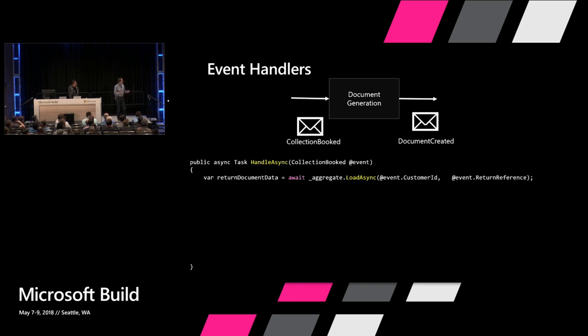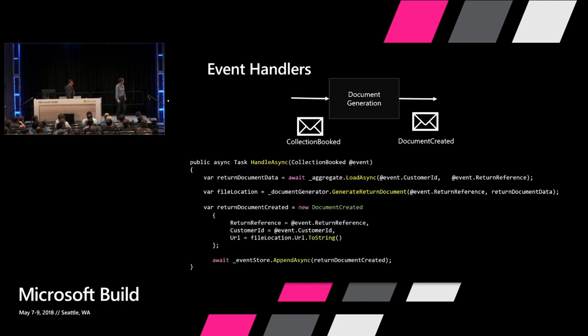We have a good, strong audit log, and if we need to, we can go back and replay those events into a new system, a new database. We can recreate errors. Next thing we do after we've loaded up our aggregate with its state is we generate the return document. So here we might call out to a third-party web API, we'll download a PDF, save it to blob storage, and then we emit our document created event. And what we do there is we just append a new document into Cosmos DB.